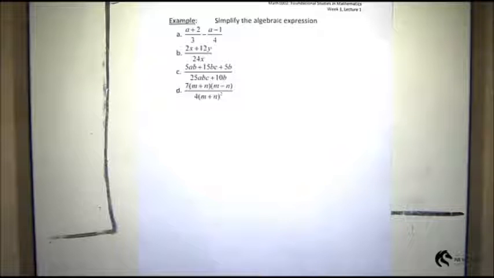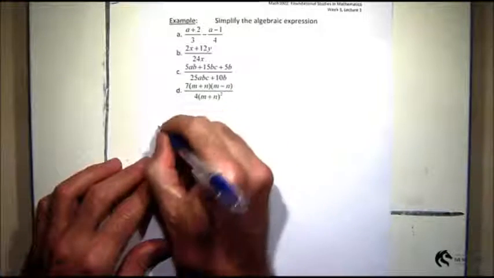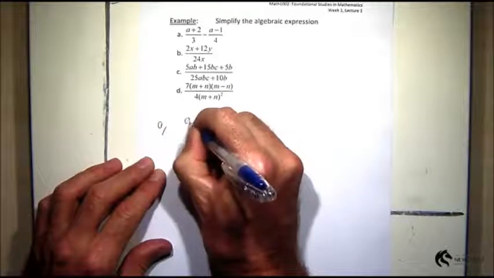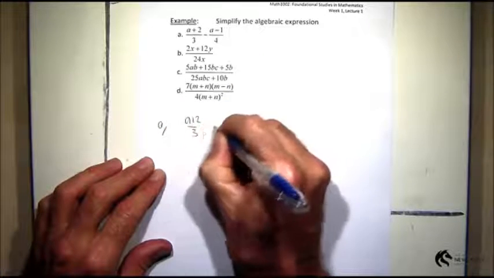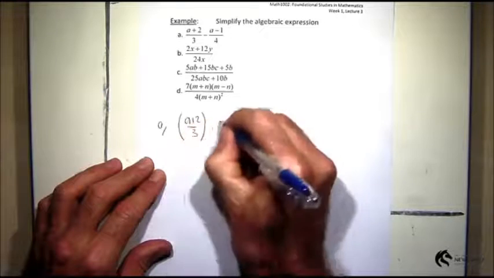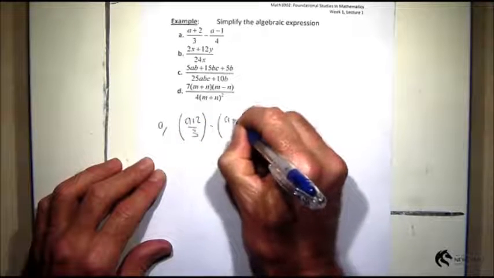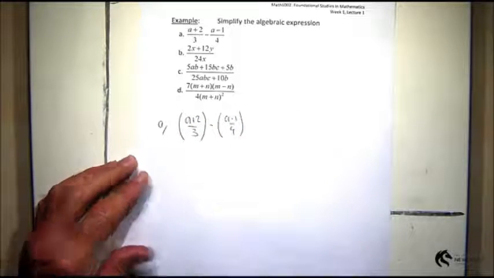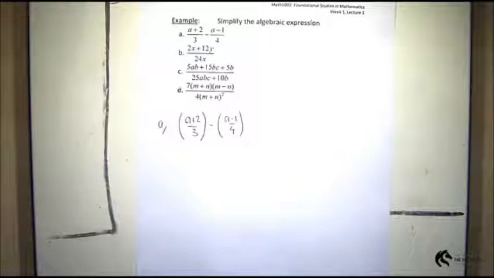So it says simplify the algebraic expression. So here we go. Part A says A plus 2 on 3. Now I would actually like to write that like this. A minus 1 on 4. So that I can tell which number is which and what operation goes with what operation. So I find the brackets in there make it a little bit clearer. That's up to you whether you need to do that or not.